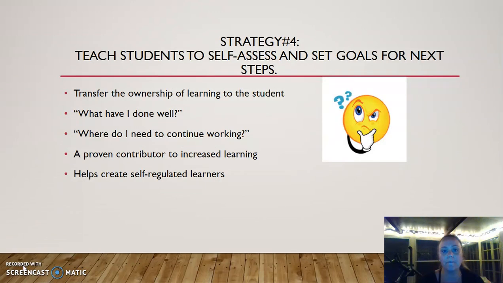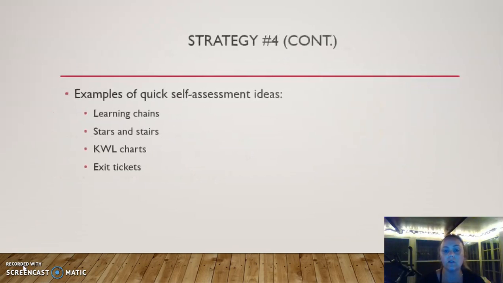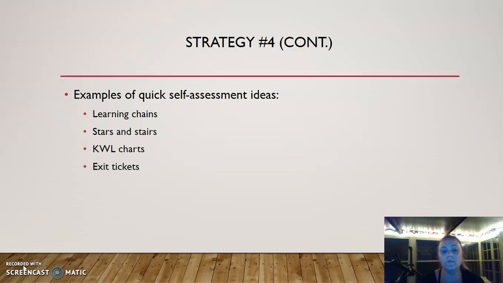Strategy number 4 is to teach students to self-assess and set goals for next steps. You're going to transfer the ownership of learning to the students in this step. The student's going to ask, what have I done well, and where do I need to continue working? A proven contributor to increased learning, it helps them create self-regulated learners. Some examples of quick self-assessment ideas are learning chains, stars and stairs, KWL charts, and using exit tickets.